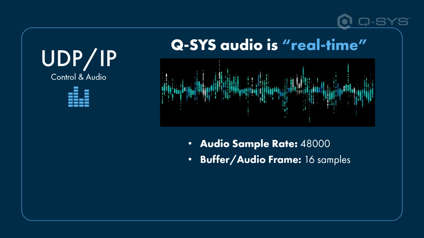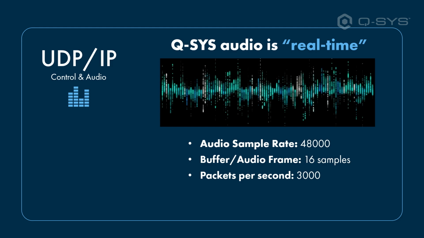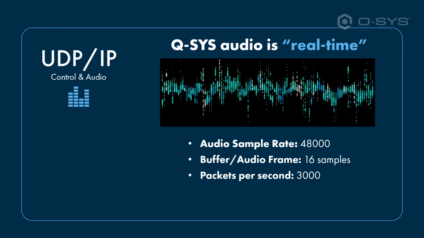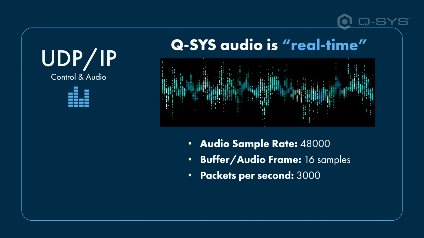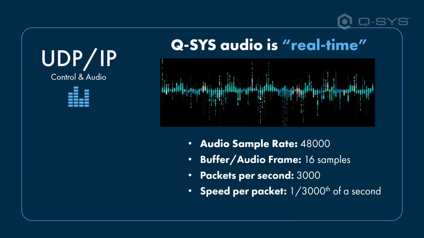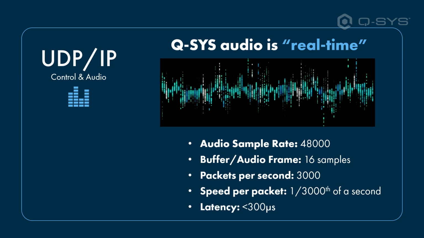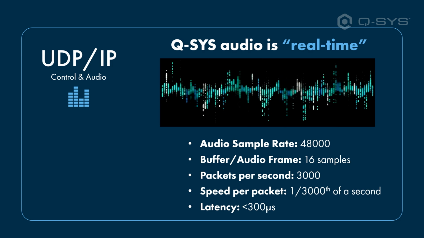Okay, well, if each buffer or audio frame has 16 samples, and that means we need to send 3,000 packets or samples per second because there's 48,000 of them, right? Well, if that's per second, do the math yourself. That means every single one of those samples has to be sent within 1/3000th of a second. That's where we get our latency of about 300 microseconds for that packet to be delivered.